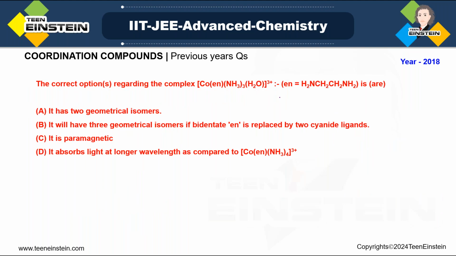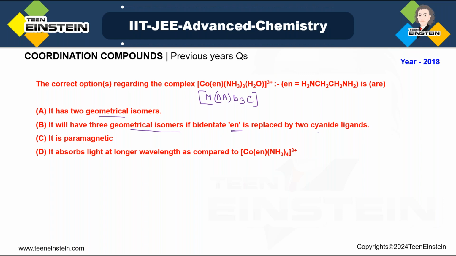The correct option regarding the complex: here we have cobalt, en, 3 ammonia, 1 water. So what is the type? The type is MAAB3C, whatever the charge. Why am I writing it? Because we have to find whether it has 2 geometrical isomers. Then see how it changes in option B. It is saying it will have 3 geometrical isomers if you change en with cyanide.